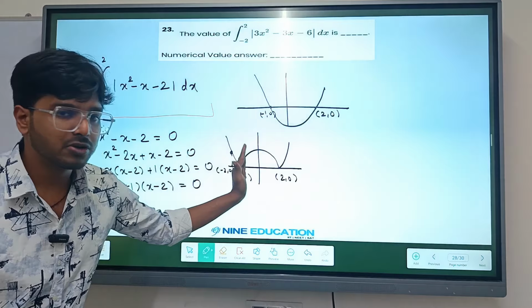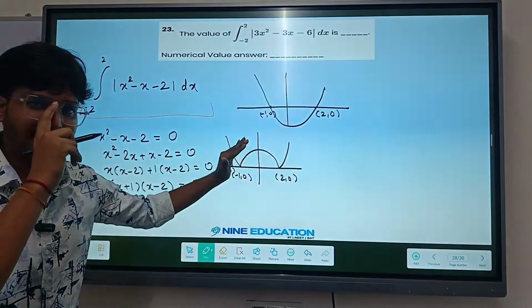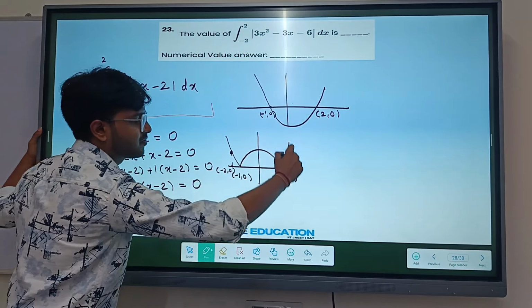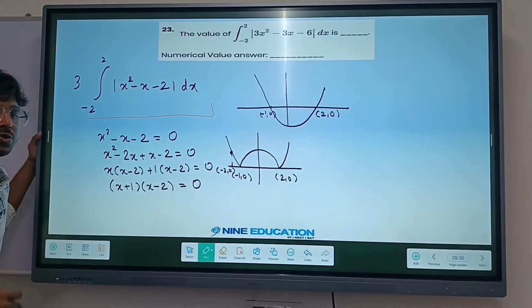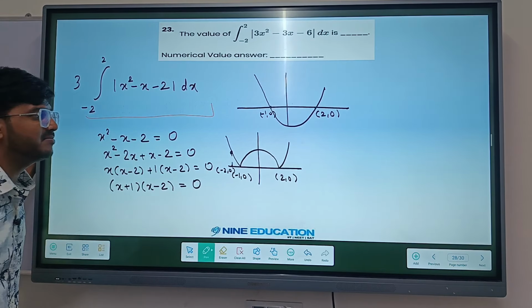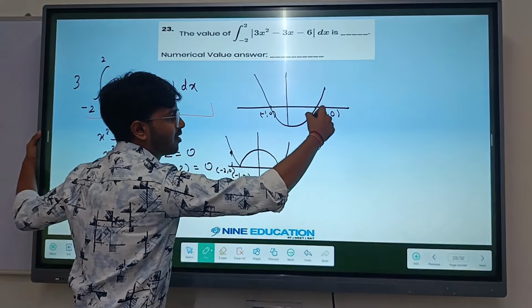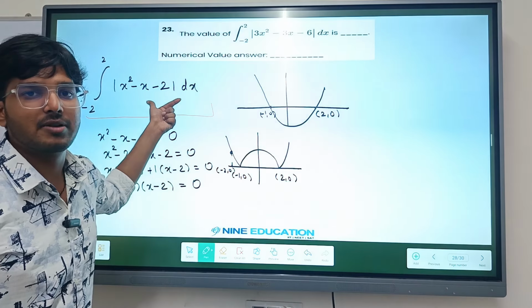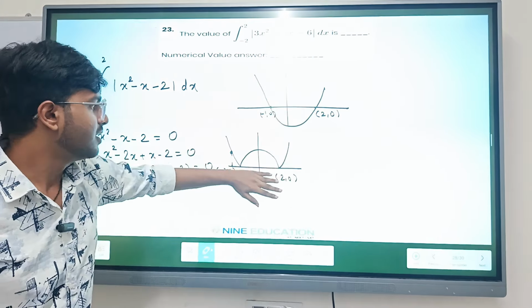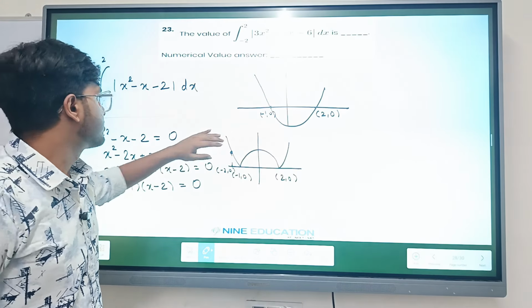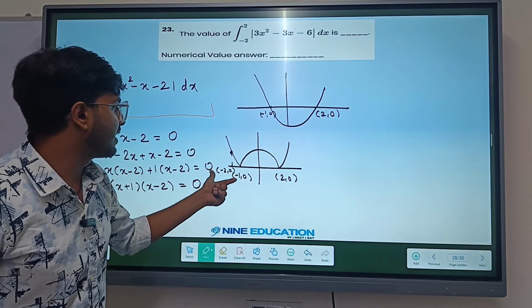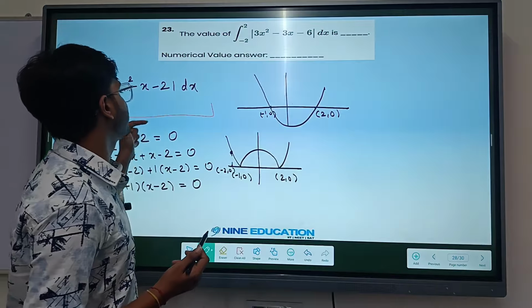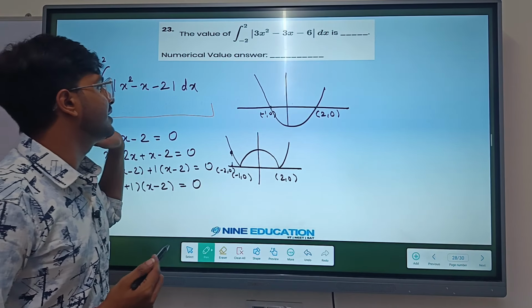So from minus 2 to minus 1, the same positive quadratic is being followed, and from minus 1 to 2, what happens is this whole function becomes negative, as you can see here. From minus 1 to 2, the whole quadratic value, x square minus x minus 2, becomes negative, and it is turned to positive. So from minus 2 to minus 1, this mod will open in positive. From minus 1 to 2, this mod will open in negative.